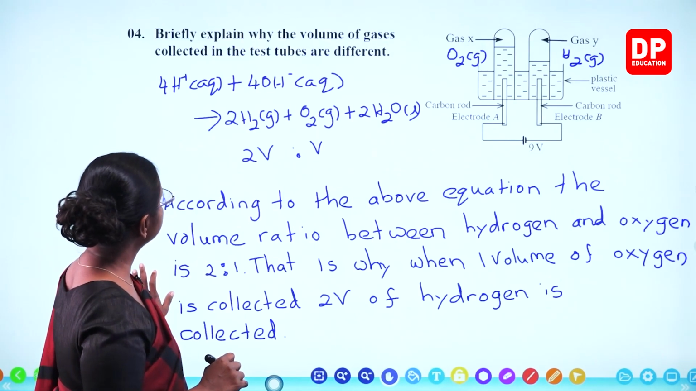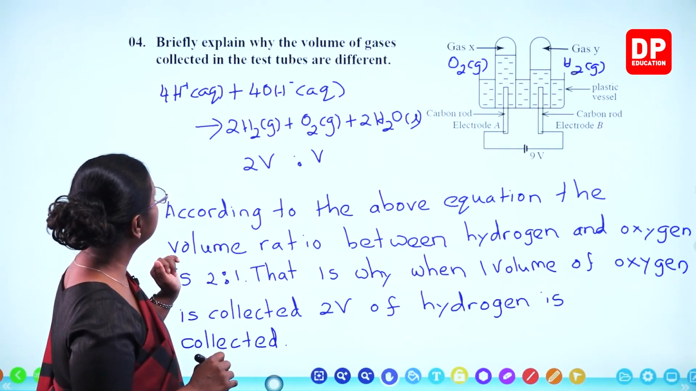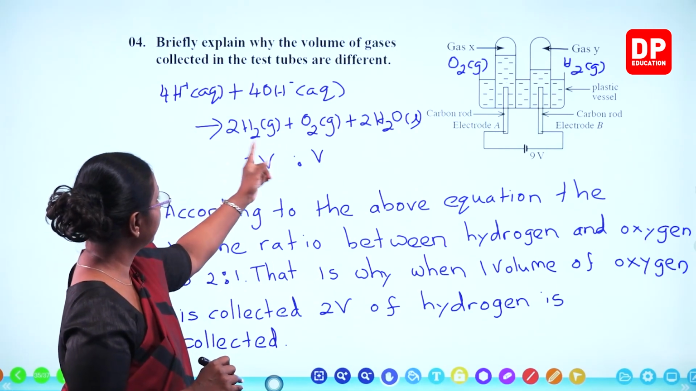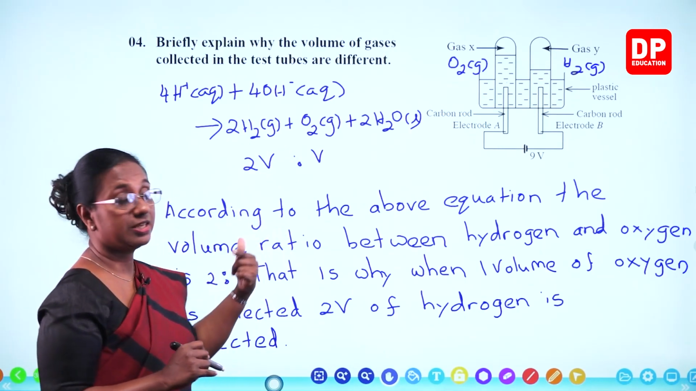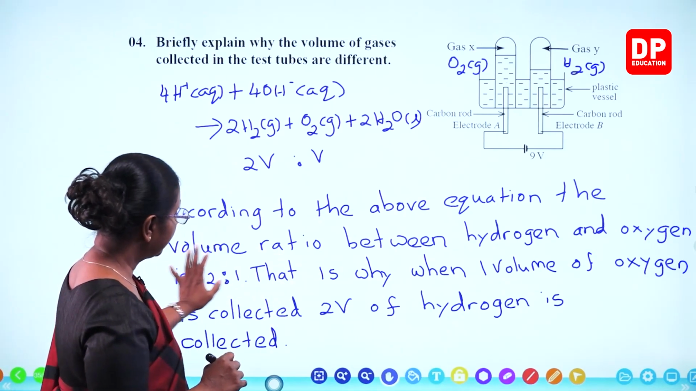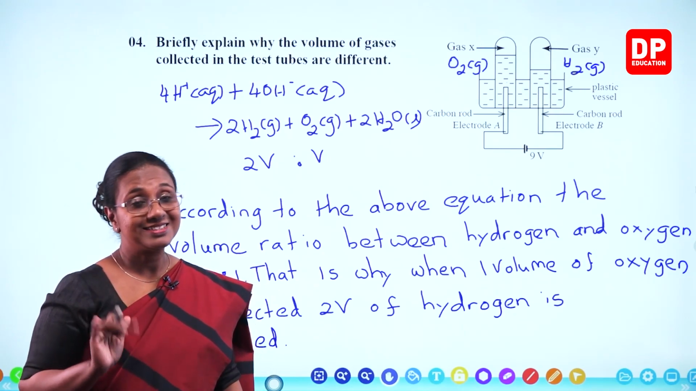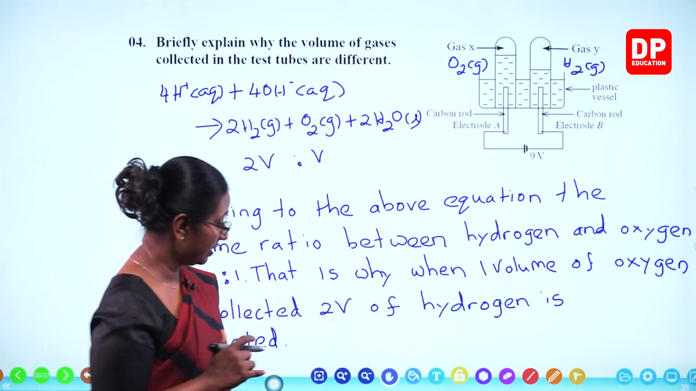So here you can see the question, briefly explain why the volume of gases collected in the test tubes are different. So you can say according to the equation, the volumes are different. The ratio between hydrogen and oxygen is 2:1. So because of that, you get different volumes of gases collected. Is that clear, students? So then I'll move on to the last question of this chapter.